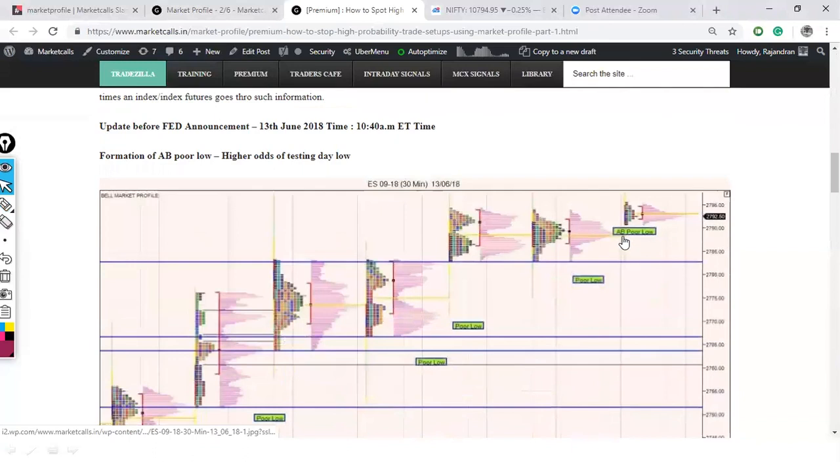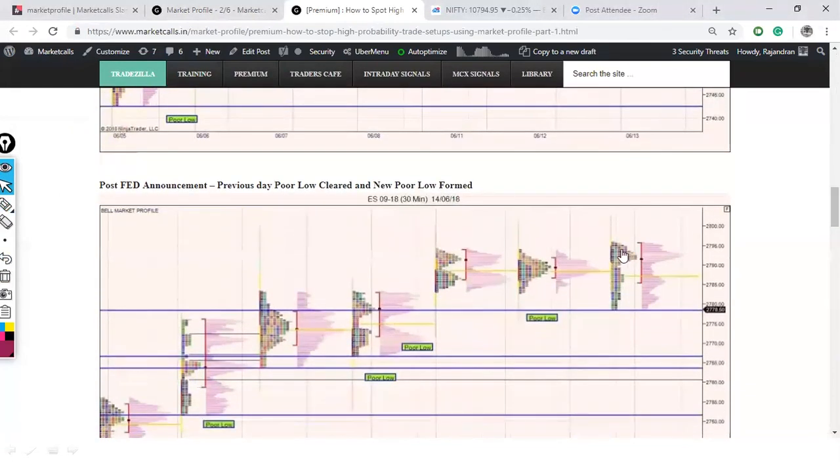The very next day, there was a Fed announcement. Initially, it formed an AB poor low. The Fed announcement was supposed to happen, and in the middle of that day you are seeing an AB poor low there. Price also broke the 2-day high. The 2-day high has been broken. A Fed announcement was supposed to happen, right? And once the Fed announcement came, it completely erased all its gains.